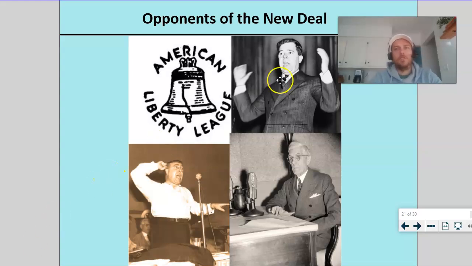Howdy, historians. Getting back into the Great Depression here. Today we're going to talk about opponents of the New Deal in this part of the Flip Lesson. And then we'll have one more section left, where it's life for Americans during the Great Depression.